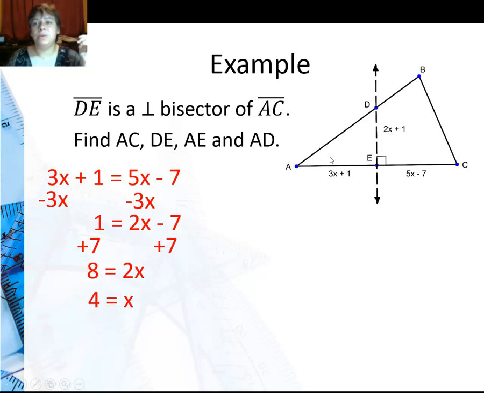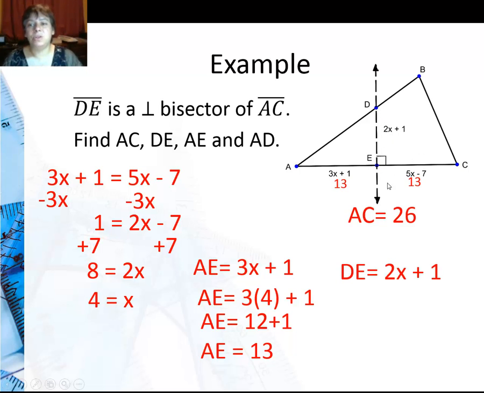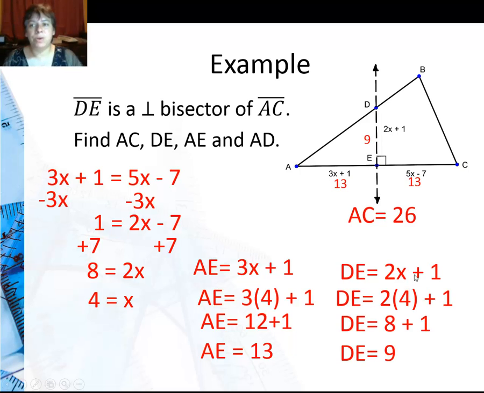So the first thing I'm going to do, it says find AC, but let me go ahead and find AE first. So I'll substitute in the 4, and I find out that AE is 13. Well, since these two segments, AE and EC, are congruent, I know that EC is also 13, which makes it pretty easy to find AC, the total. It's just going to be the sum of those two, or 26. I can also find DE. I know that it's 2x plus 1, and I substitute in again the 4, and I get 2 times 4 plus 1. 8 plus 1 is 9. So that side is 9.